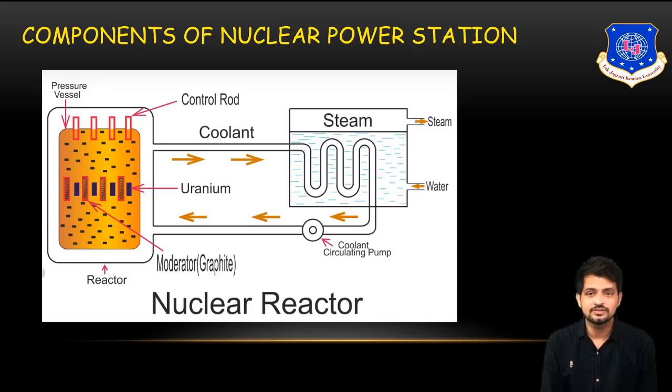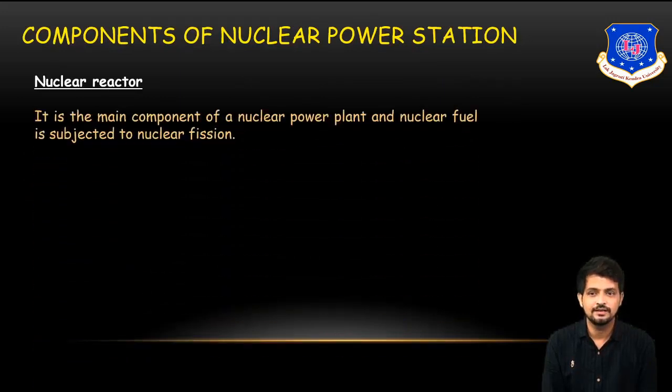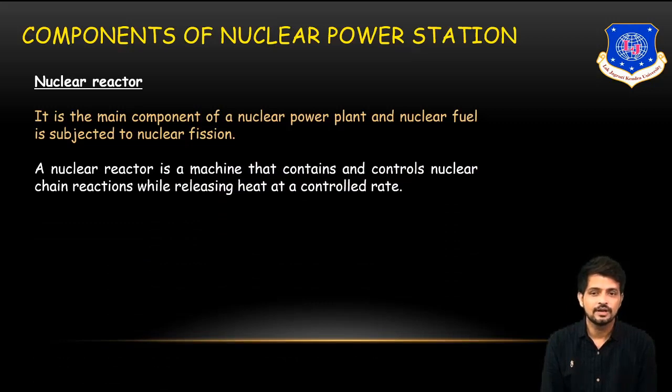So what is the main function of the reactor? It is the main component of the nuclear power plant where the nuclear fuel is subjected to nuclear fission, uranium we are adding. A nuclear reactor is a machine that contains and controls the nuclear chain reaction by releasing heat at a controlled rate. This is also very important. The heat is continuously generated from the nuclear reactor, but we have to control the rate of heat that is flowing.